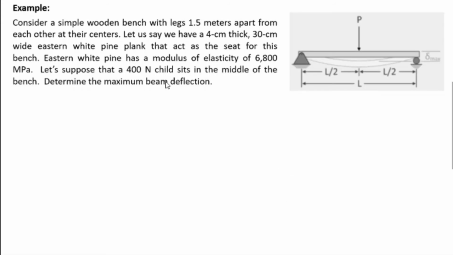Example number 2. Consider a simple wooden bench with legs 1.5 meters apart from each other at their centers. Let us say we have a 4 centimeter thick and a 30 centimeter wide eastern white pine plank that acts as the seat for this bench. Eastern white pine has a modulus of elasticity of 6,800 megapascal. Let's suppose that a 400 Newton child sits in the middle of the bench. Determine the maximum beam deflection.